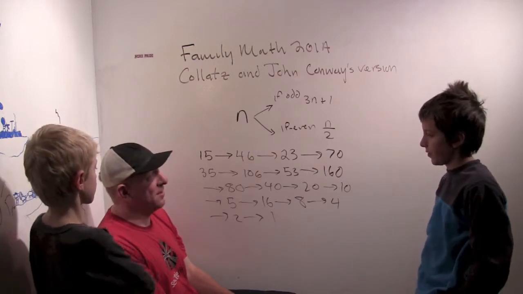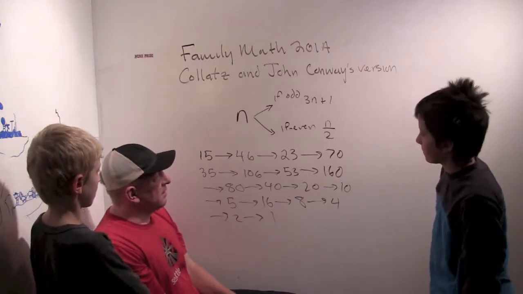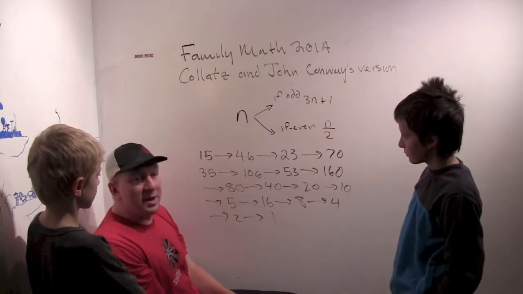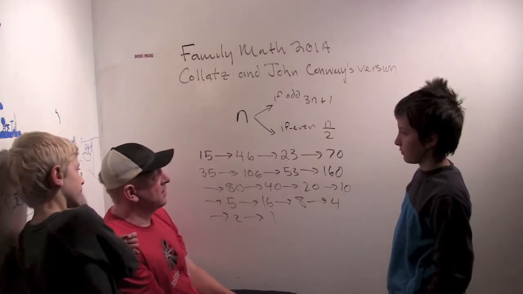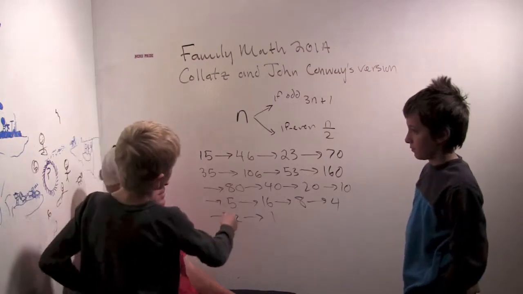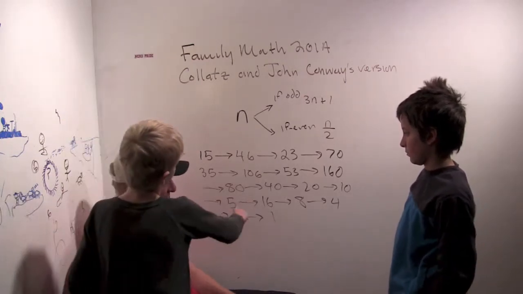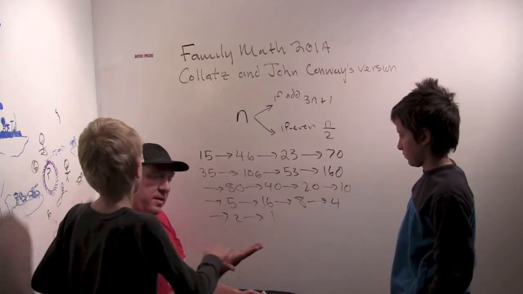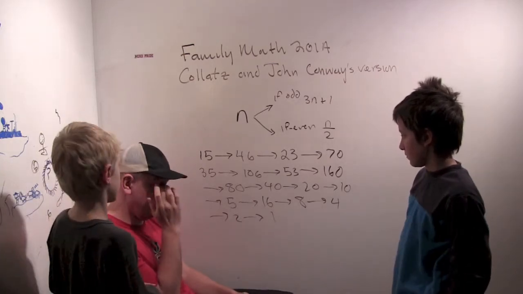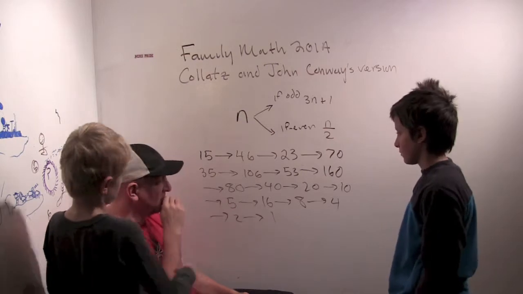Not really. It's as simple as it'll get. But nobody knows. What's going on here? If you get to the powers of 2, you divide by 2 all the way down to 1. So if it's the powers of 2, then it's just a shortcut to 1.